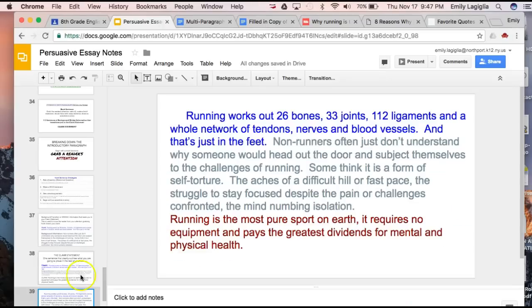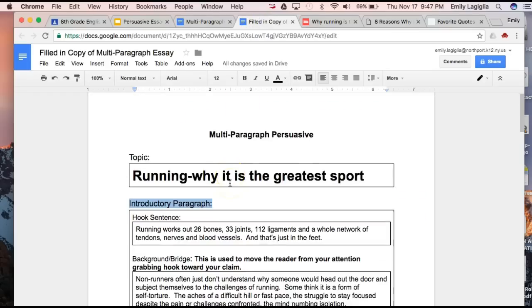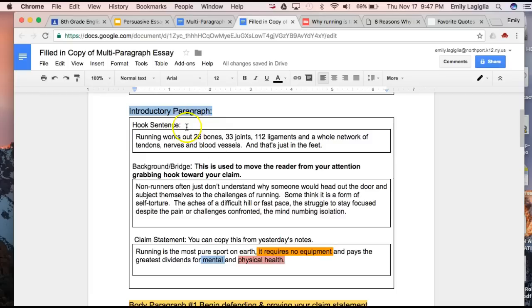Make sure as you're writing yours that you think it through, that you look at each part. So when we go into our multi-paragraph persuasive piece, I've broken them up into all of the separate parts. So the hook sentence, and I've just taken my information and put it right in here, to the background or the bridge information, right? Same sort of stuff to the claim statement. I want you thinking about each of these steps of a great introductory paragraph.